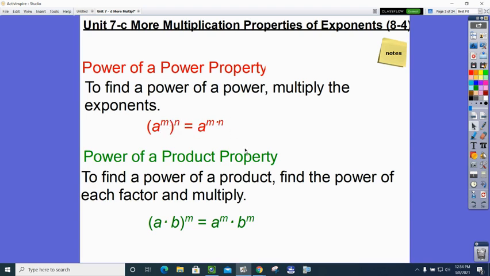We're going to take that further to say, what if we had, in parentheses, multiple things being multiplied? Then just realize that everything in the parentheses is going to be raised to that outside exponent. So the a is going to be raised to the m, and so is the b. I kind of like to think of this as you're distributing that exponent to everybody in the group. So everybody in the group is going to get that exponent. To find the power of a product, you find the power of each factor and multiply. These become a lot clearer the more examples we do.